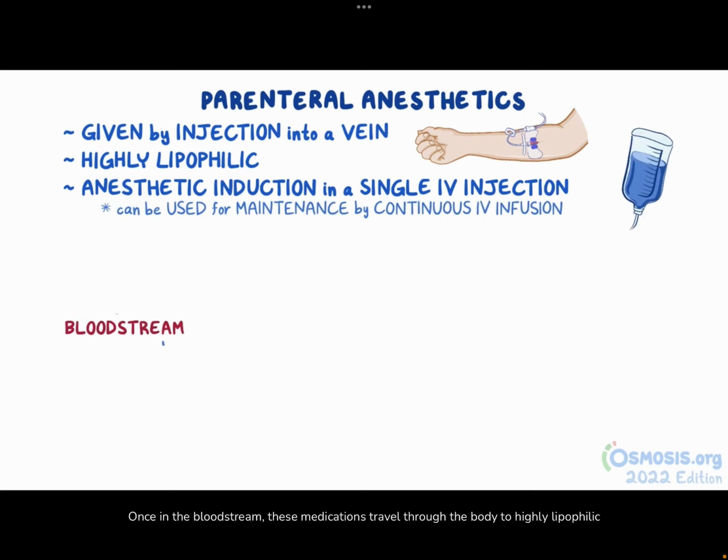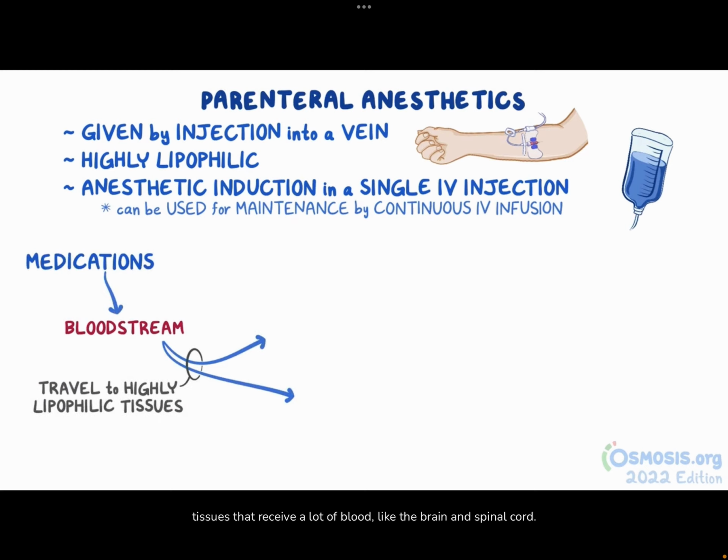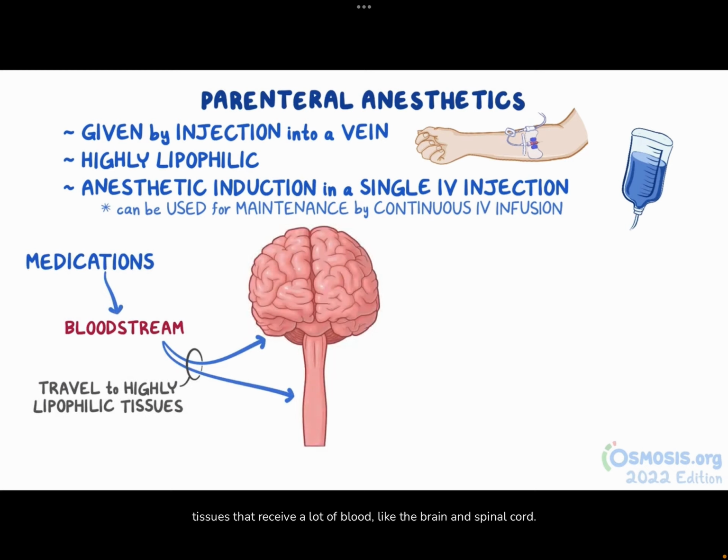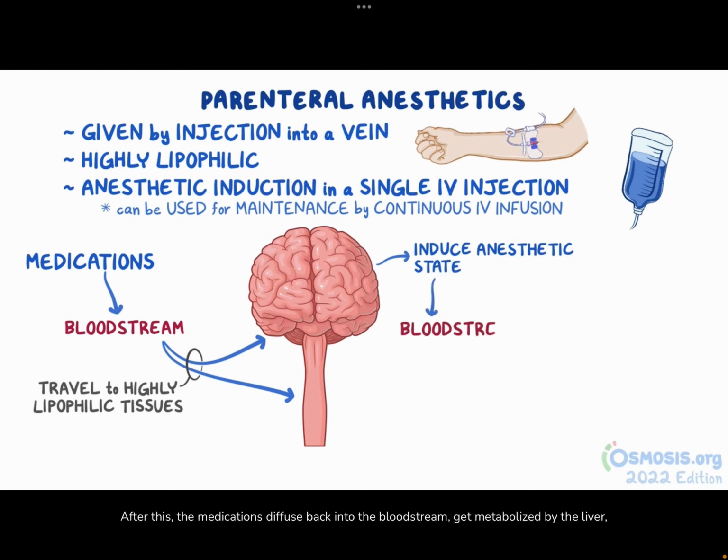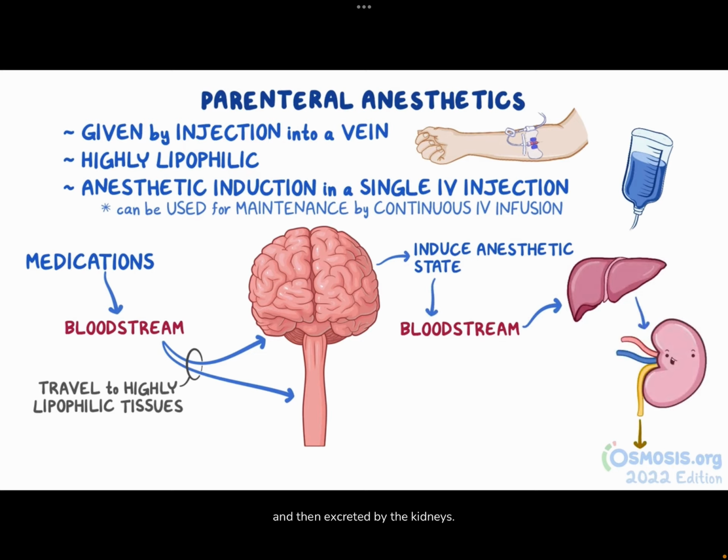Once in the bloodstream, these medications travel through the body to highly lipophilic tissues that receive a lot of blood, like the brain and spinal cord. There, they can induce the anesthetic state. After this, the medications diffuse back into the bloodstream, get metabolized by the liver, and then excreted by the kidneys.